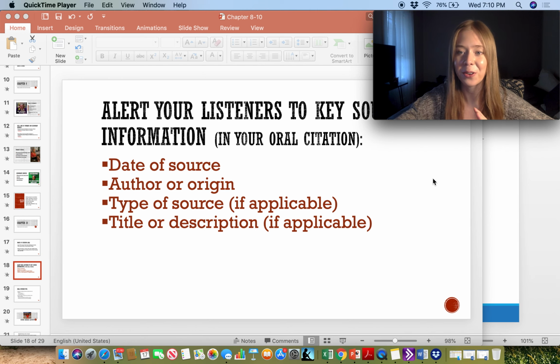So usually our key standard or gold standard for an oral citation would be to include at least 2 of these in your oral citation. So again, the author or origin and type of source would be good. So maybe I'll use my name, Dr. Meredith Moore from Texas Tech University states that blah, blah, blah, blah, blah. So that's the type of source and origin. So things like that, just to incorporate at least 2 components of this into your oral citation to establish credibility.